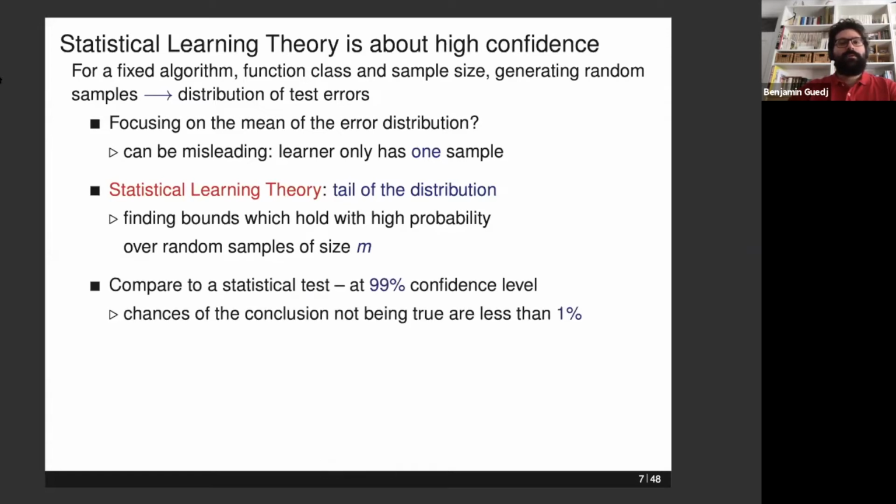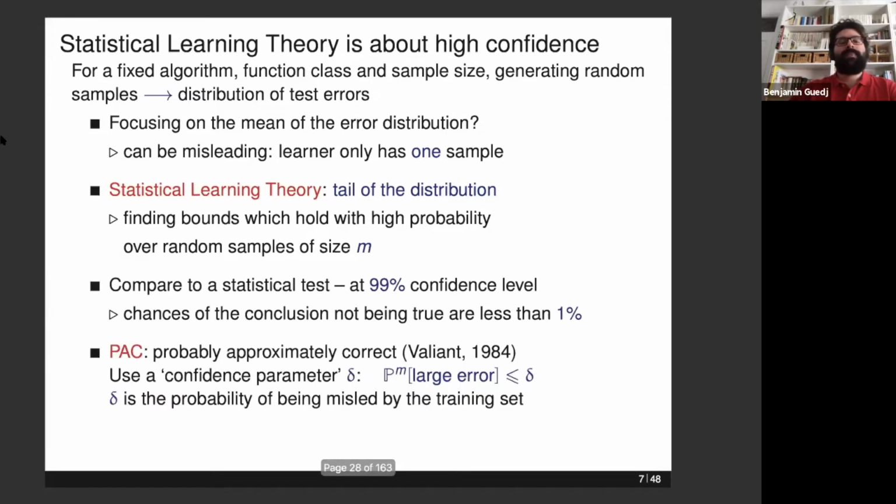And if you compare it to, for example, a statistical test, the kind of bounds you'll be interested in will give you answers such as, at 99% confidence, this is what's going to happen. The risk, the particular error of a learning algorithm, will be upper bounded by some quantity with a confidence level which is arbitrarily high. And this gives rise to the PAC framework. I'm sure most of you are familiar with that.